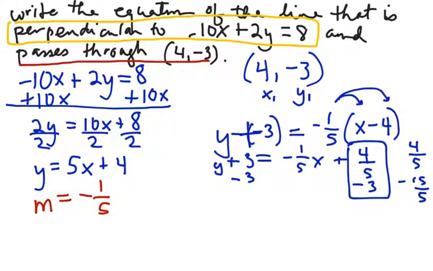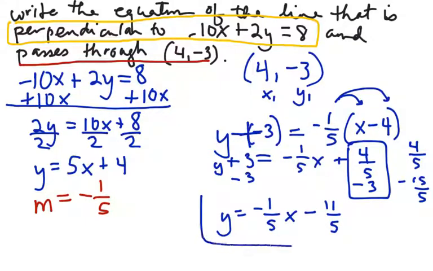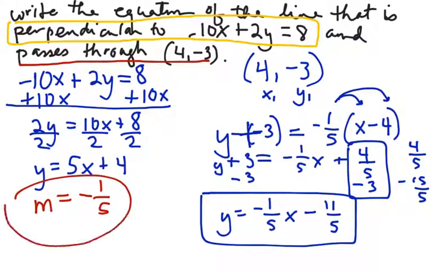So I end up with y equals negative 1/5 x, and 4/5 minus 15/5 is negative 11/5. And it's fine to just leave that as an improper fraction. So again, in this first equation, negative 10x plus 2y equals 8, all I cared about was getting my slope, m equals negative 1/5, because my line is perpendicular to that line. Now, I know it passes through (4, -3), so I can use my slope and my point in my point-slope formula to write an equation in slope-intercept form.